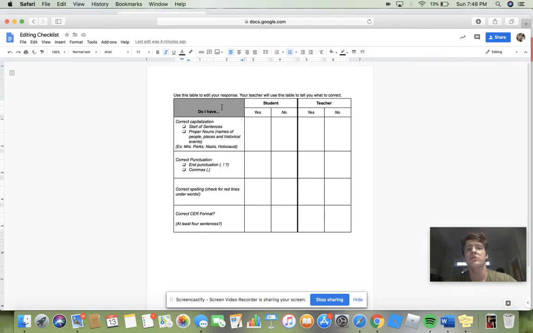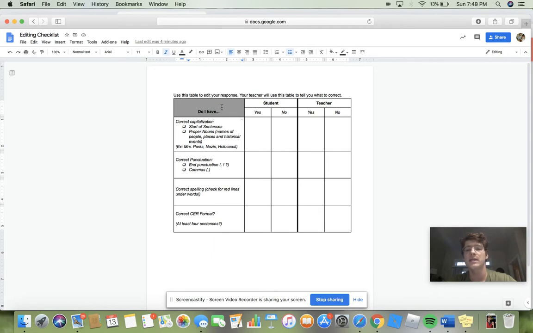Then you're going to check for correct punctuation. You should have something at the end of your sentences. If it's a period that you need, put a period. If you are excited about something, put an exclamation point. If you're asking a question, put a question mark.